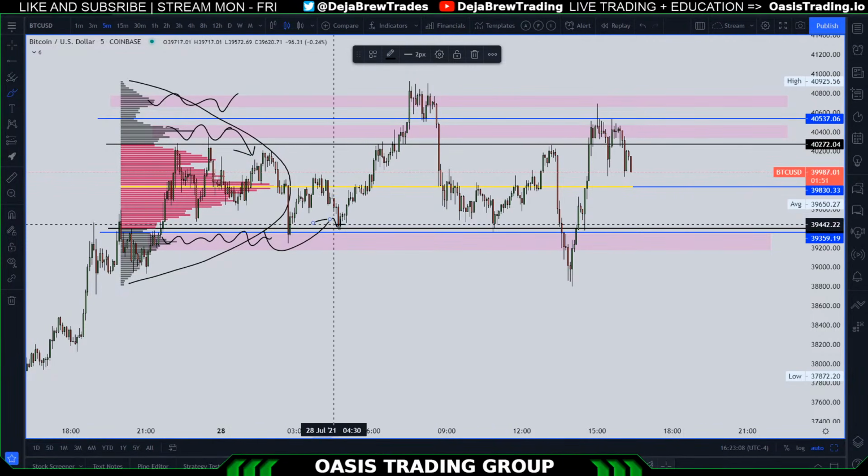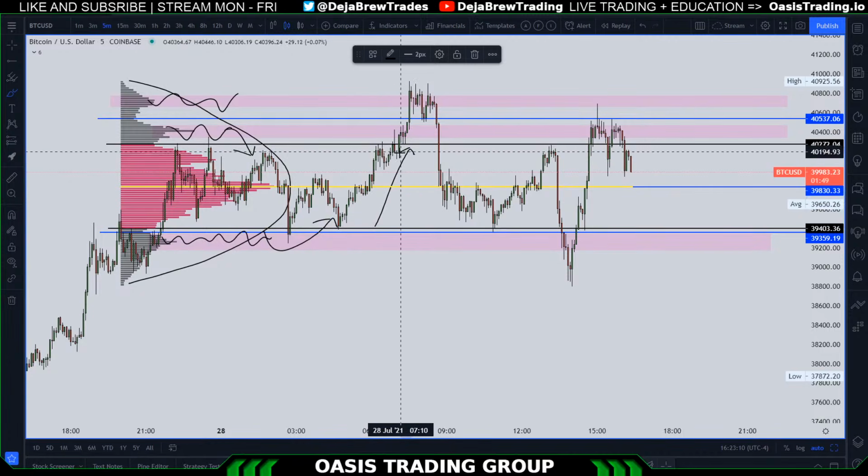Everything in between this level and this level is chop. And you want to try to avoid trading in between there.